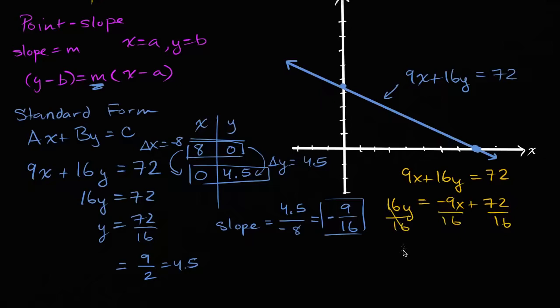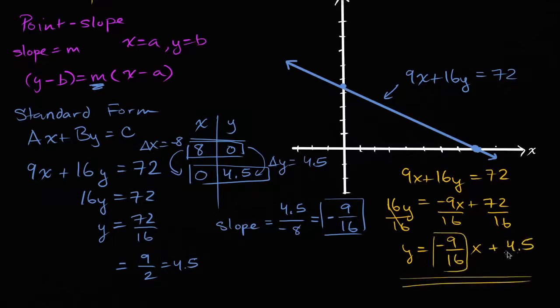And you'll be left with y is equal to negative 9/16 x. That's the slope. You see it right there. Plus 72 over 16, we already figured out that's 9/2 or 4.5. So I'll just write that as 4.5. And this form over here, much easier to figure out the slope. And actually the y-intercept jumps out at you, but the x-intercept isn't as obvious.